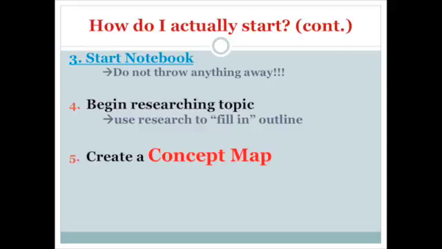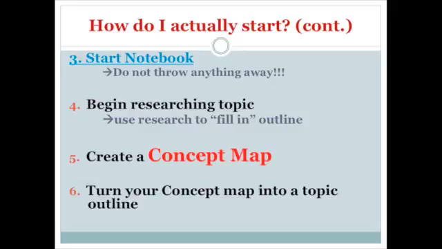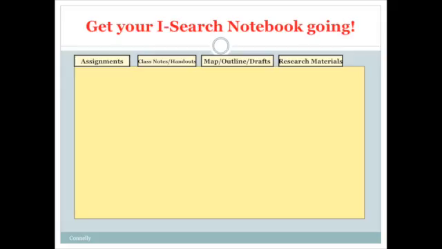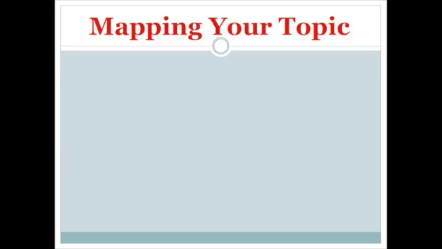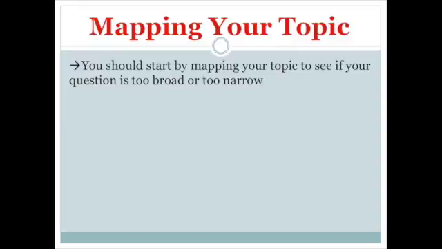The next thing you're supposed to be doing is taking all that information from the research, and we're going to map our topic so we make sure that our topic is not too broad or too narrow. And then finally, we're going to turn that concept map into a topic outline. So all this information is going to go into the map, outline and drafts tab because we're going to create a concept map today. Let's talk about mapping your concept.